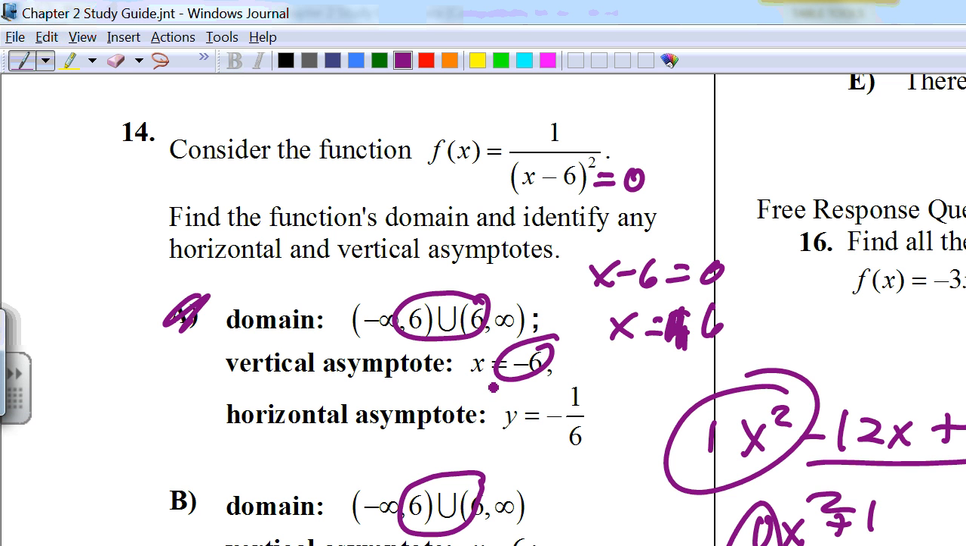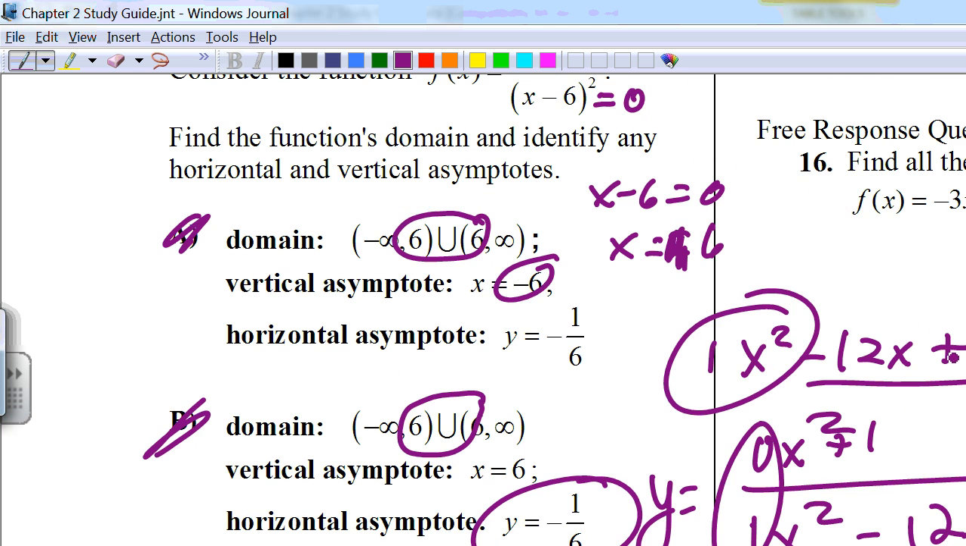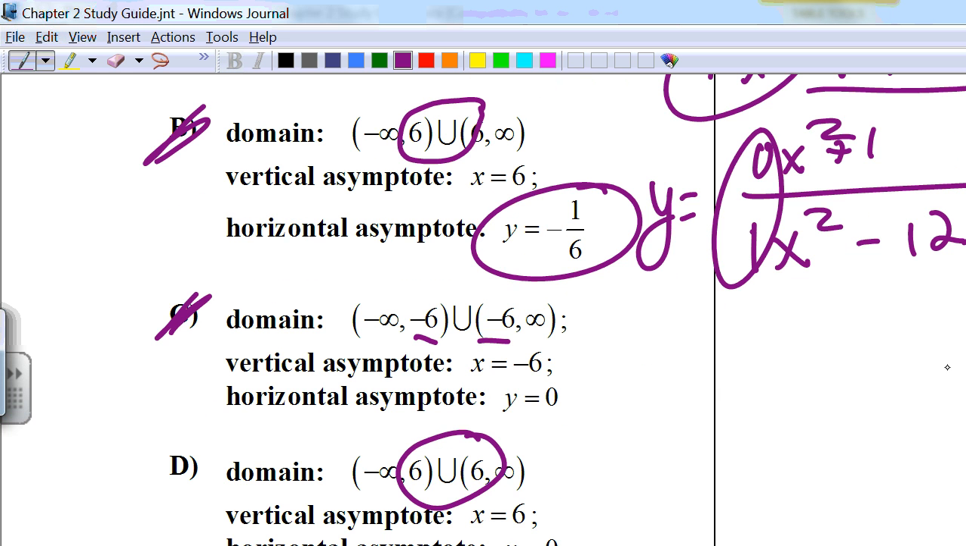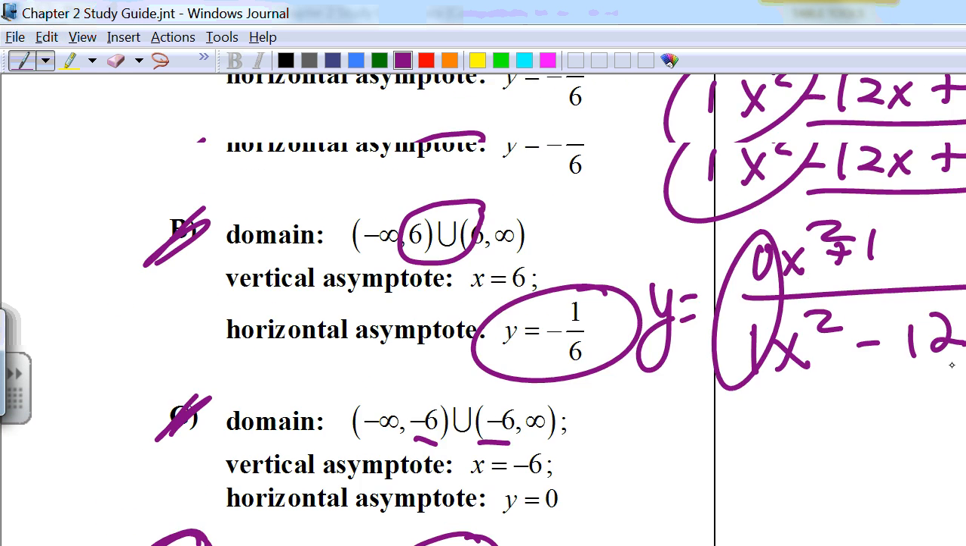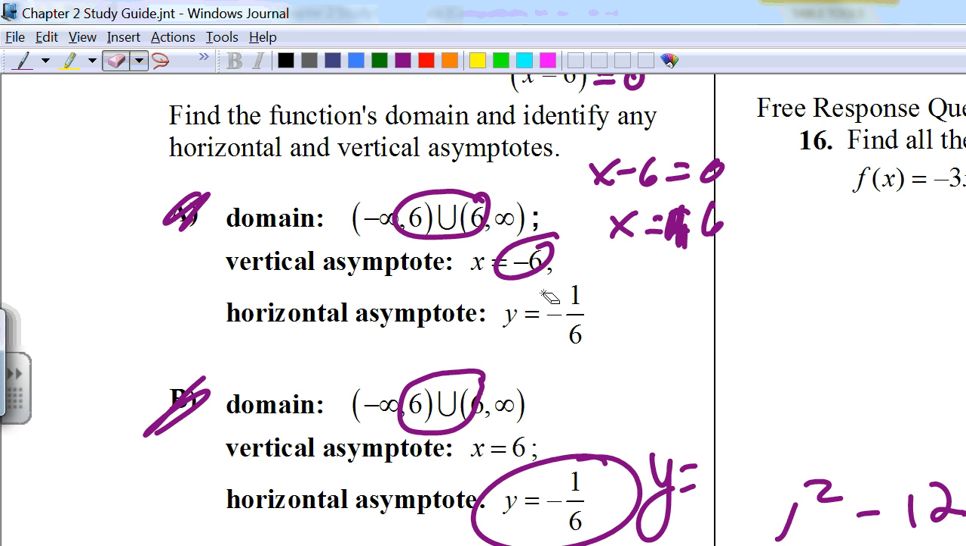So I have a y equals 0 asymptote, not a 1/6. I have a y equals 0 asymptote. So my answer is D. Alright, and now I'm going to erase this because I want to be able to show you the work for our one free response question for this test.